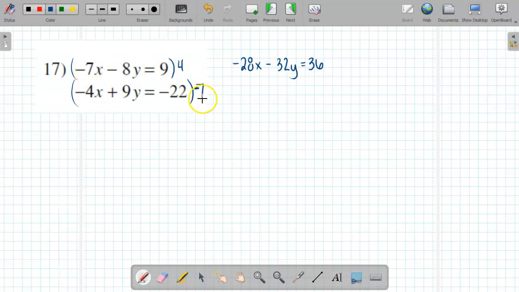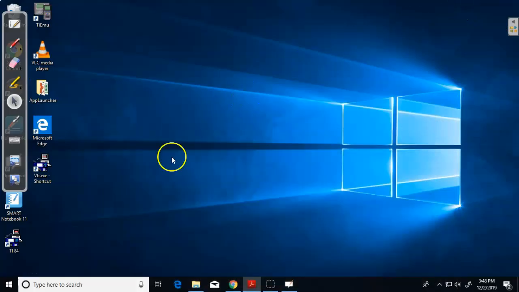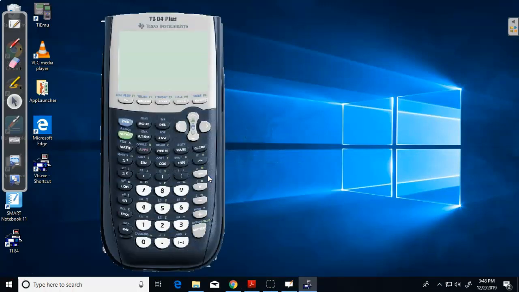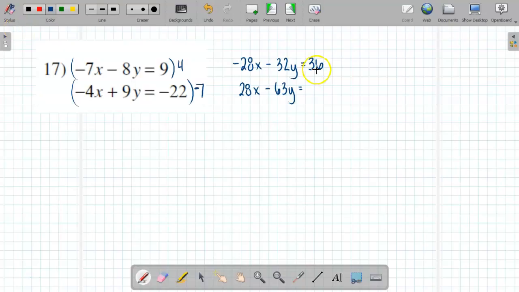Then I'm going to multiply the bottom equation by negative 7. So negative 7 times negative 4 gives me 28. Then I'll have minus negative 7 times positive 9 is going to give me 63y. And that is going to equal, let's see, we've got to do negative 22 times negative 7. Let's grab the calculator for that. Whenever we do that, we're going to get 154. So we get positive 154.